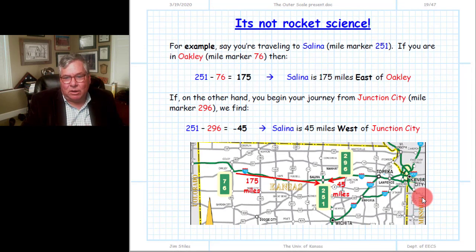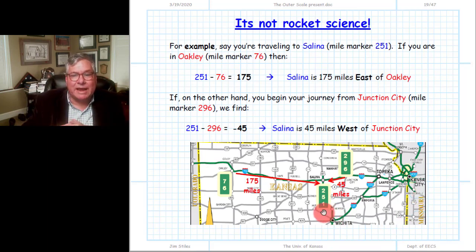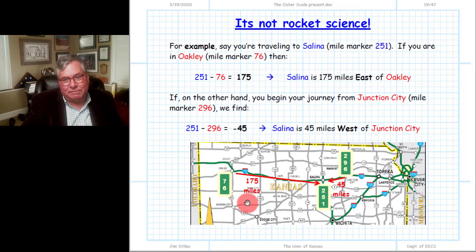An example that hopefully is fairly obvious to you then. Let's say we're trying to get to Salina at mile marker 251. And let's say we are located at Oakley, which is at mile marker 76. We take 251, where Salina is, subtract the Oakley mile marker of 76, and we get a plus 175. That means Salina is 175 miles east of Oakley. We need to continue down I-70 in the east direction for 175 miles to get to Salina.